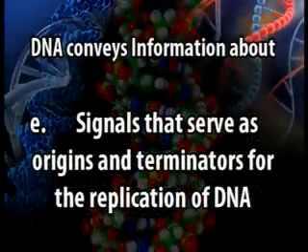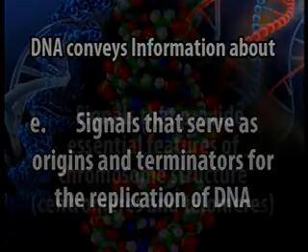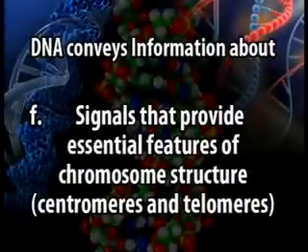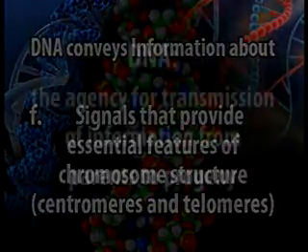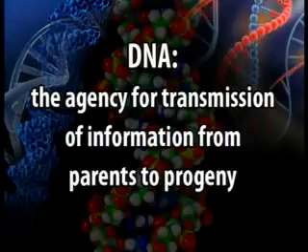Then signals that serve as origins and terminators of the replication of DNA are also contained there. A very important factor is also the signals that provide essential features of chromosome structure, including the centromeres and the telomeres. They are also contained in DNA itself. And DNA is the agency of transmission of information from parents to the progeny.